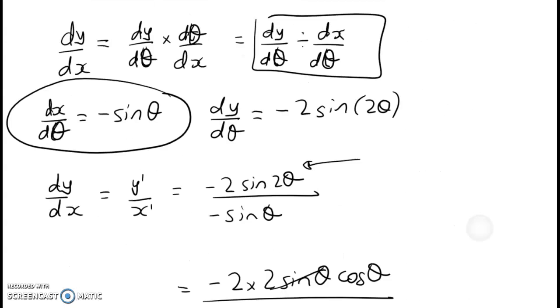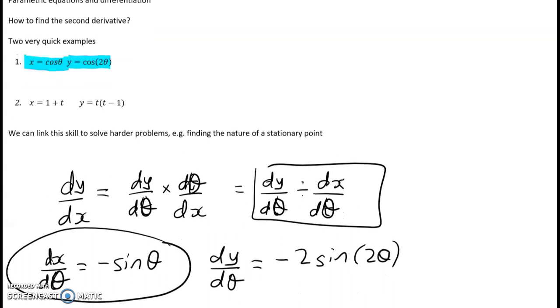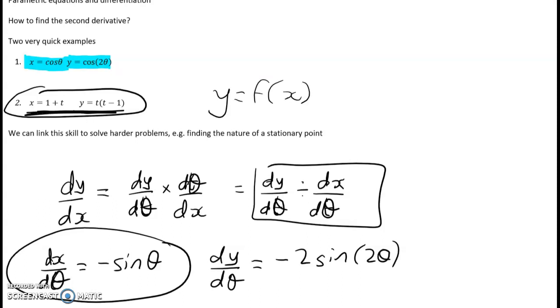As usual, I've added in some extra stuff. So now let's look at the second example where we've got x is equal to 1 plus t and y is equal to t times t minus 1. So I'm going to show you how to find the second derivative with this, and then I'm going to show you how we can quite easily, in this case, eliminate t and write this in the form of y being a function of x.